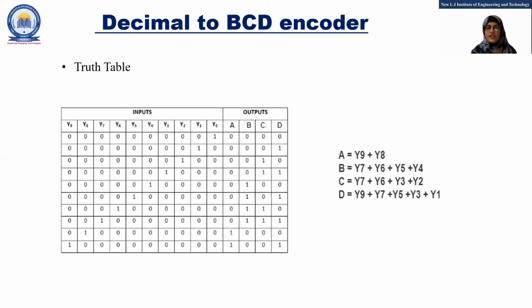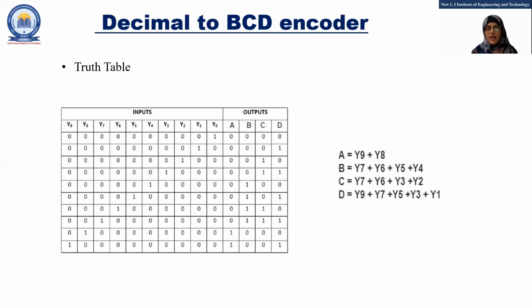Here the inputs are Y0 to Y9. When Y0 equals 1, the output will be 0, 0, 0, 0, which means A equals 0, B equals 0, C equals 0, and D equals 0. Same for input Y1, the output will be 0, 0, 0, 1, which is the BCD code of Y1. For Y2, it will give 0, 0, 1, 0. And same for Y9, it will give 1, 0, 0, 1.